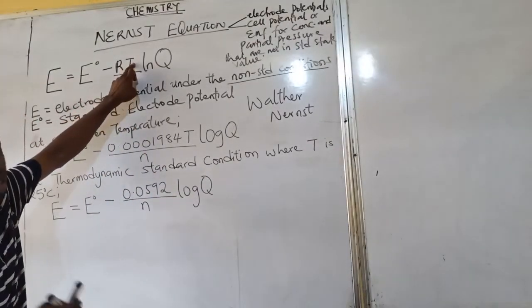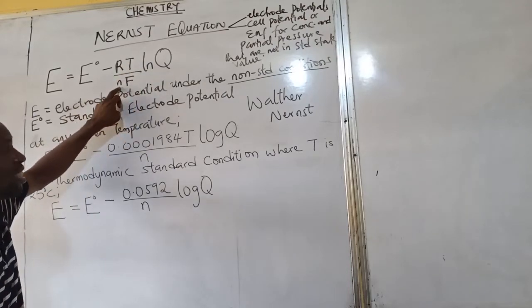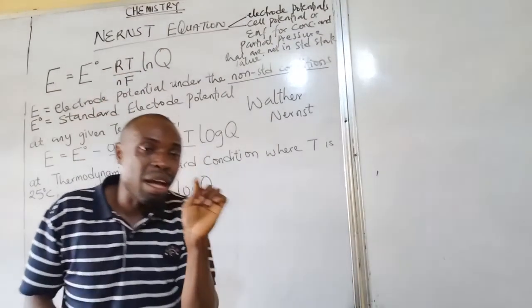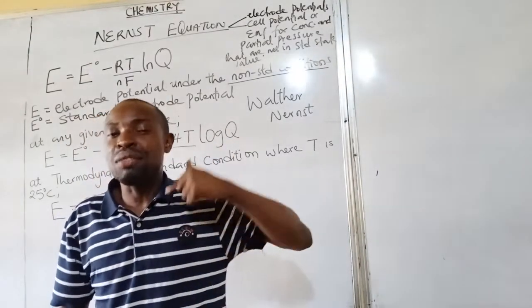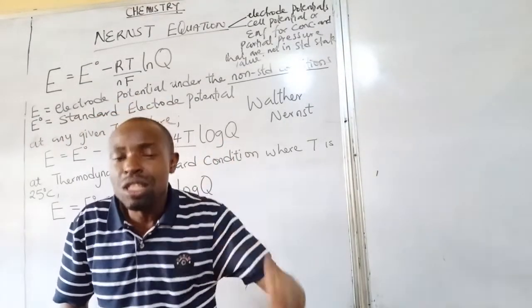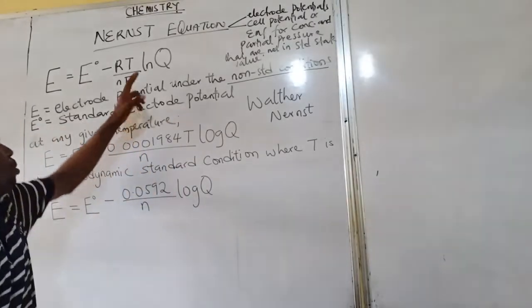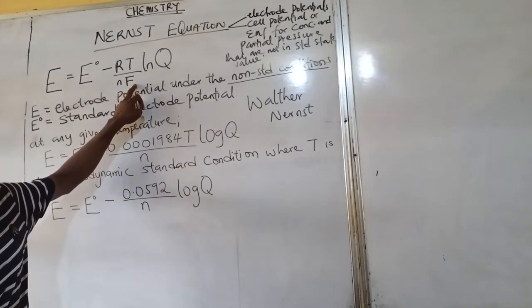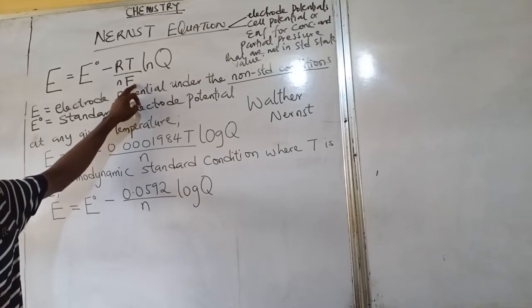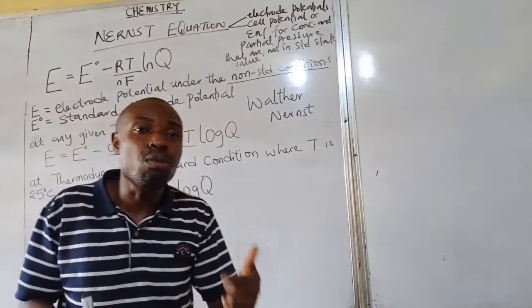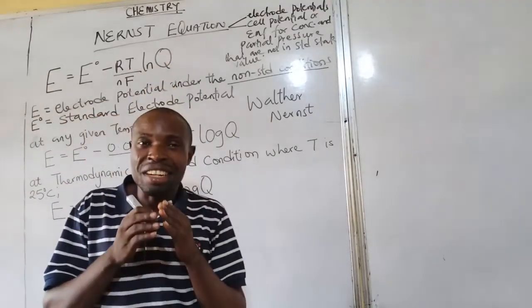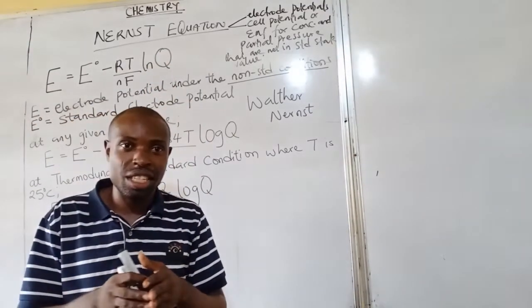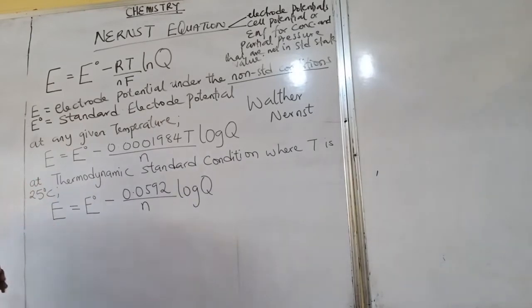Then T, which is temperature. We have n, which stands for the number of electrons that are being transferred in the redox reaction. Then F, which is Faraday; 1 Faraday is equal to 96500 coulomb per mole. Then Q, which stands for the reaction quotient.